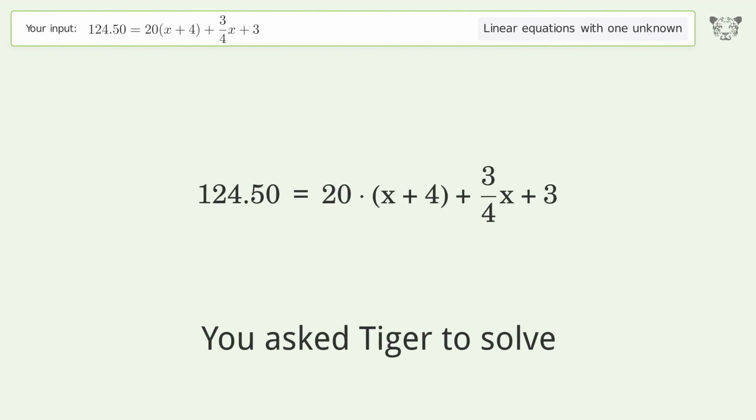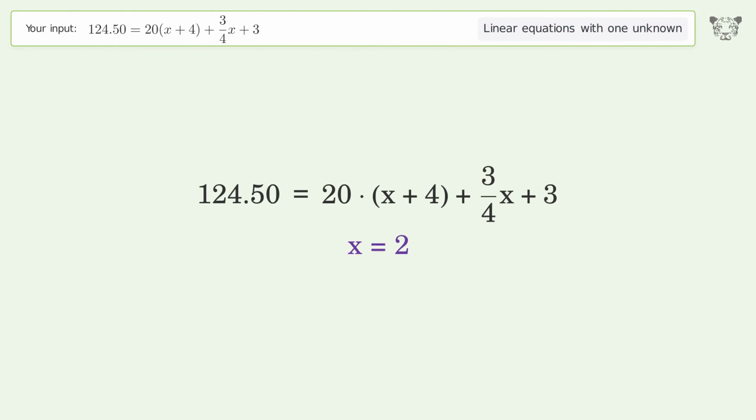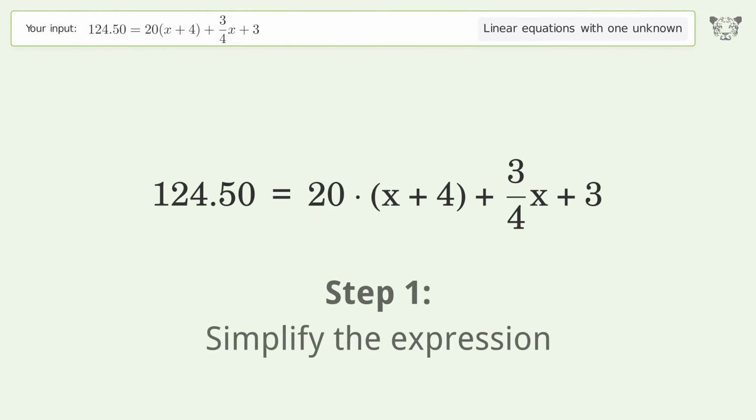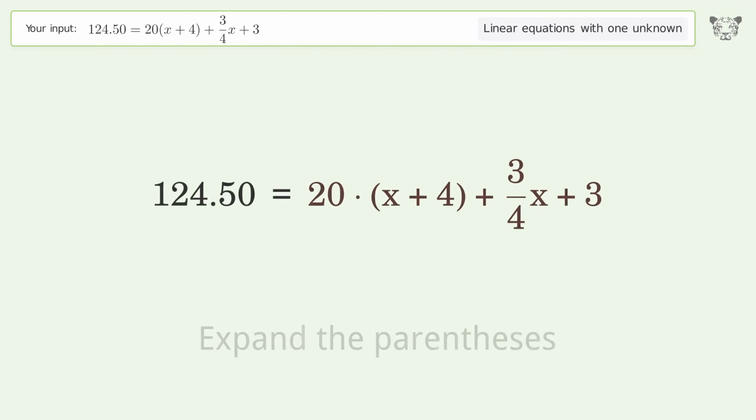You ask Tiger to solve. This deals with linear equations with one unknown. The final result is x equals 2. Let's solve it step by step. Simplify the expression. Expand the parentheses.